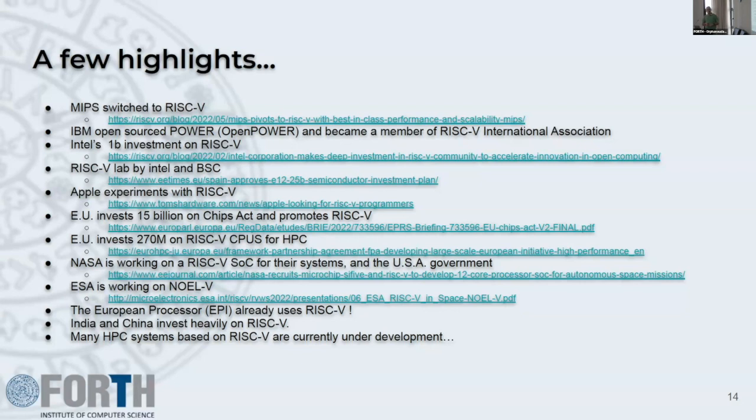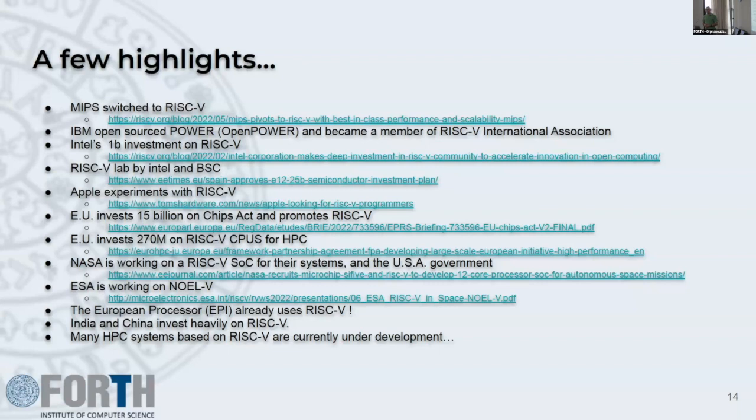The EU, through the CHIPS Act. The CHIPS Act is a 15 billion investment that the EU is trying to push forward for development of chips. They promote RISC-V. They've already invested hundreds of millions for RISC-V CPUs for high-performance computing. There is also the European Processor Initiative, a project to create a European CPU that includes a RISC-V accelerator. We'll have it running 100 meters from here. You can see it printed through the ASIC.